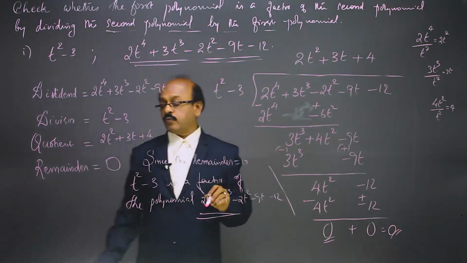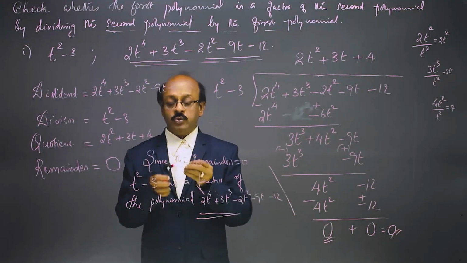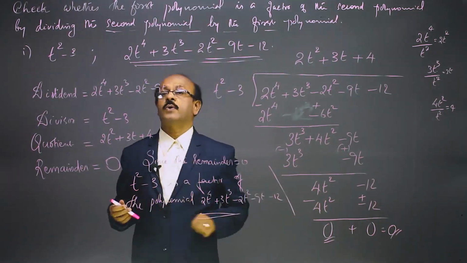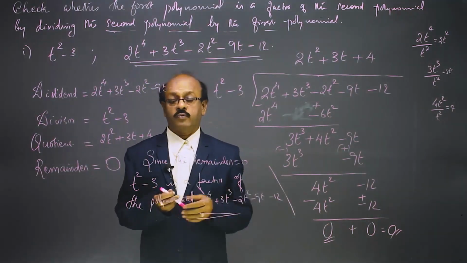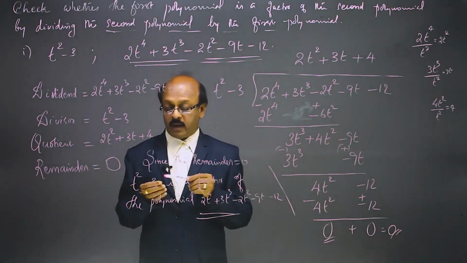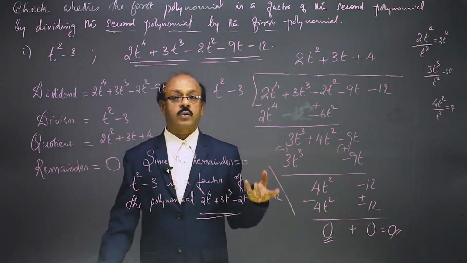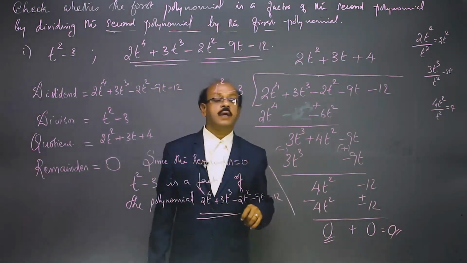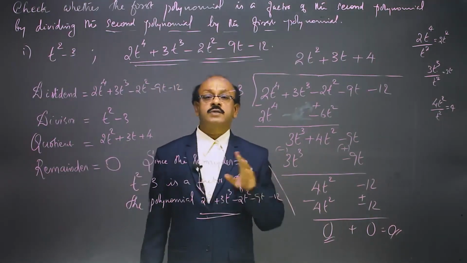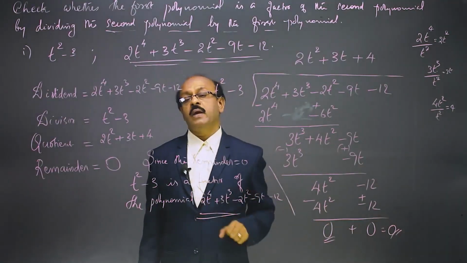So, this type of questions is also important. We have to decide whether the first polynomial is a factor of the second polynomial. For that, we have to divide the second polynomial by the first polynomial. If the remainder obtained on division is 0, the first polynomial is a factor, and if the remainder obtained is not 0, the first polynomial will not be a factor. Okay.